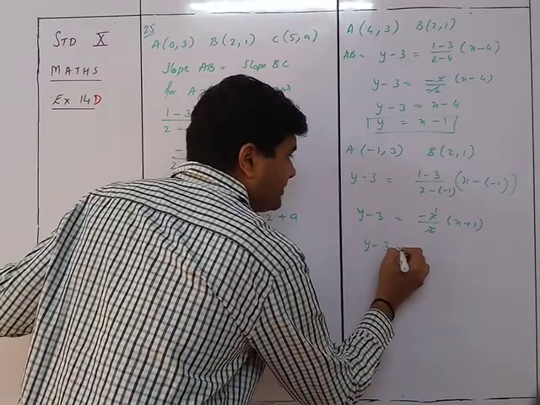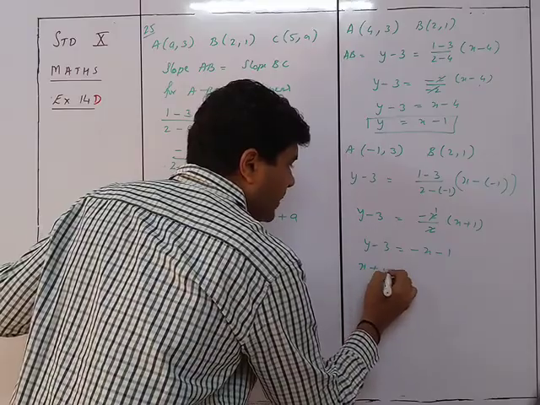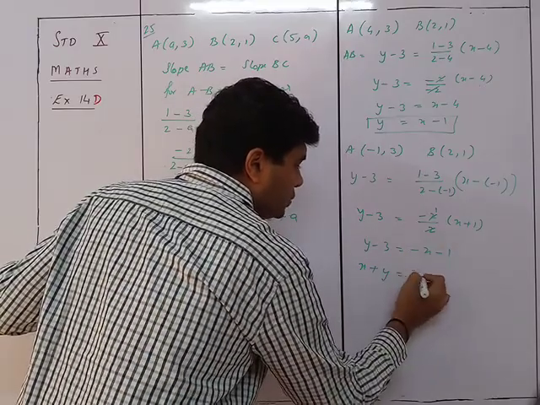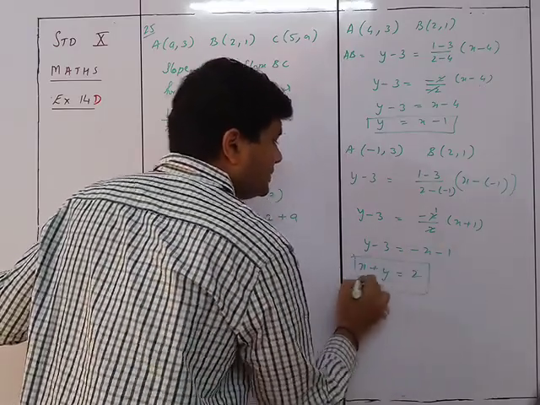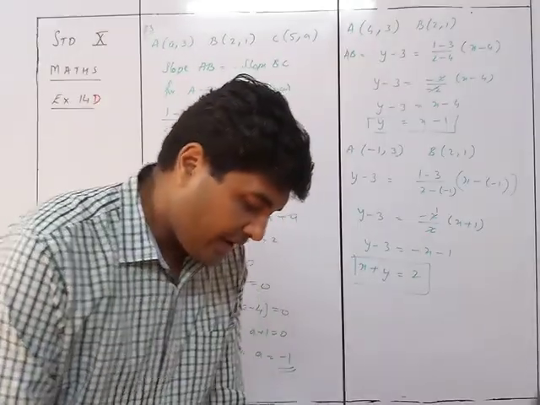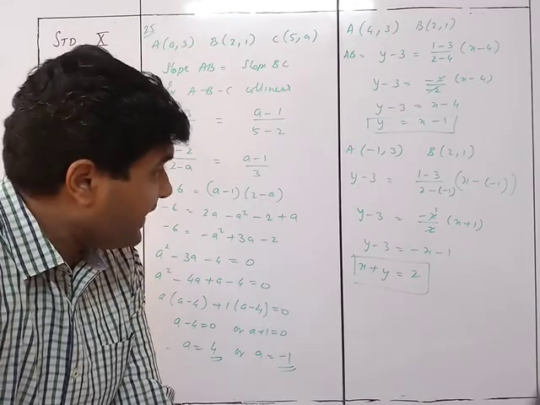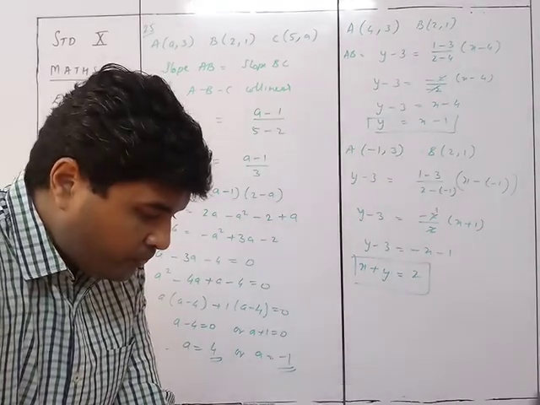Y minus 3 is equal to minus x minus 1. That means x plus y is equal to 2. So that's the two equations over here. Let's check out the answers. So we have the equation as A is equal to 4 or minus 1. Equation x minus y is equal to 1.